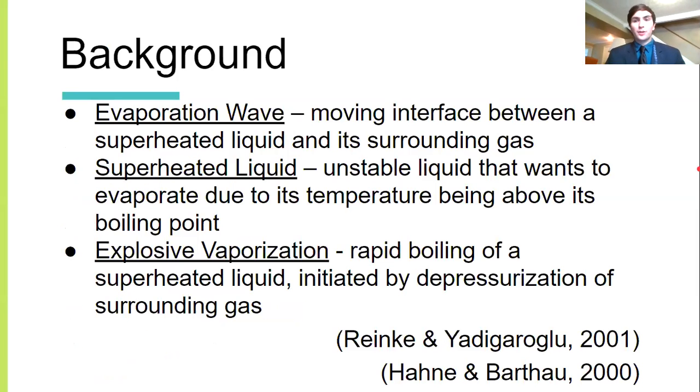And before I get too far, I'm going to give you some definitions. I'm going to start by defining what an evaporation wave is. An evaporation wave is a moving interface between a superheated liquid and its surrounding gas. A superheated liquid is an unstable liquid that wants to evaporate due to its temperature being above its boiling point. And finally, explosive vaporization is the rapid boiling of superheated liquid, which is initiated by depressurization of the surrounding gas.